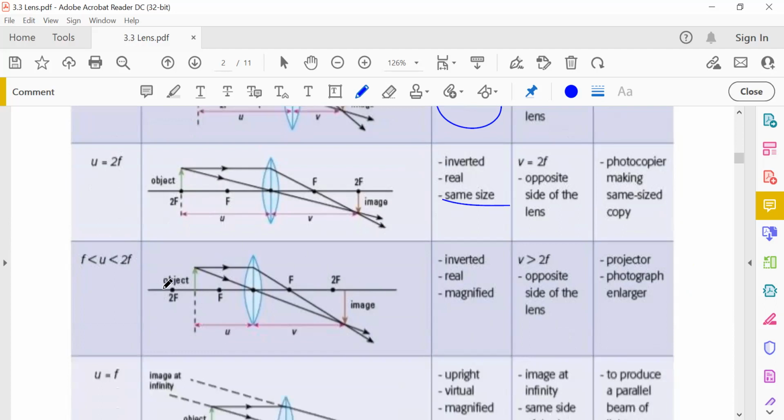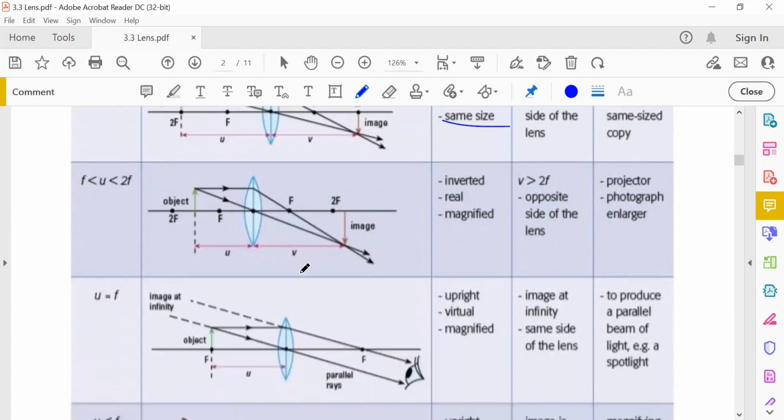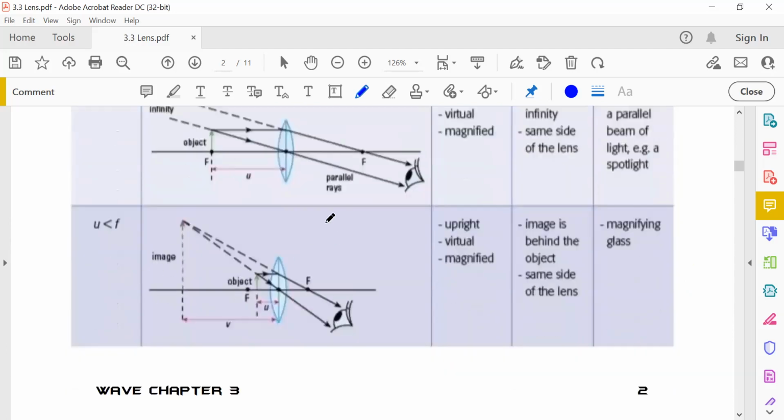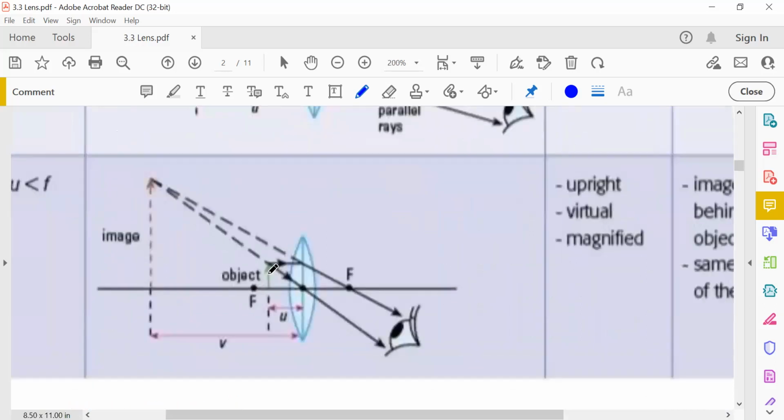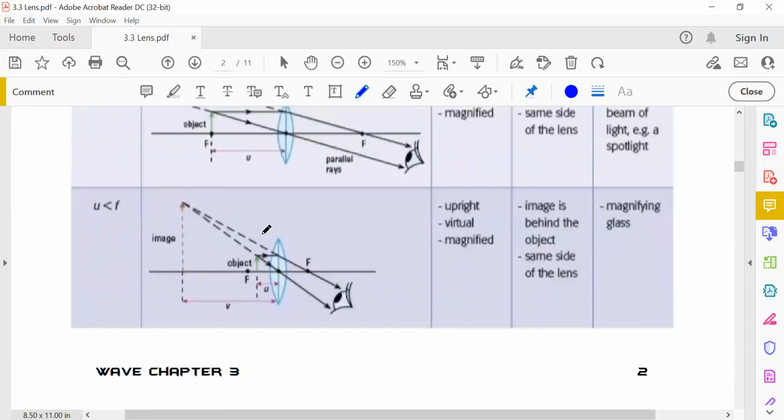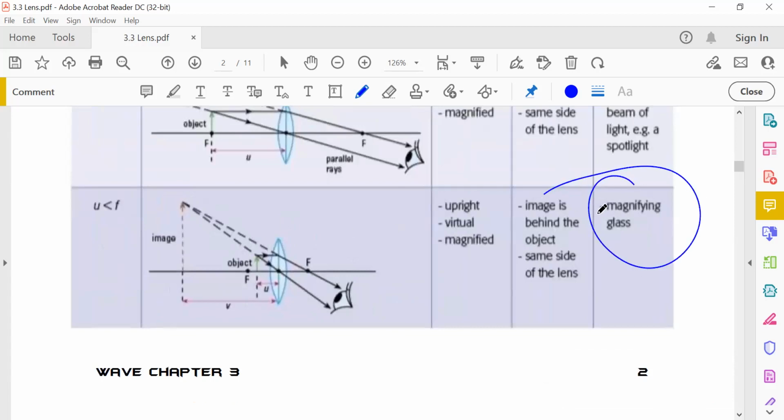And this one here is just between 2F and F. This is going to be for projectors and photograph enlargers. And finally, the most important one is going to be your magnifying glass. I emphasize again, your object should be placed in between the optical center and the focal point. Then this will actually produce a super large image at the back here. Usually, this is the application for the magnifying glass.